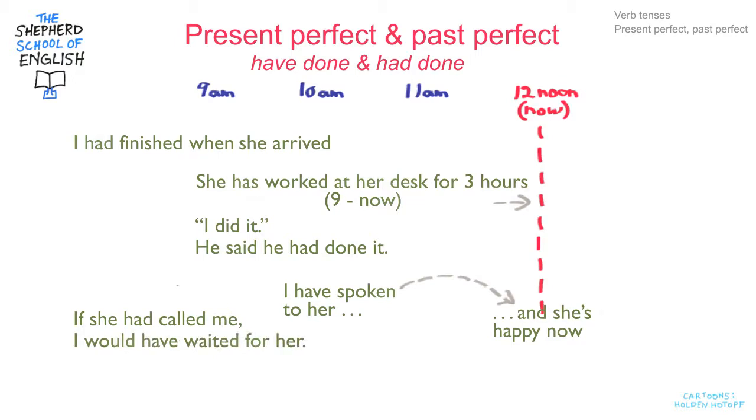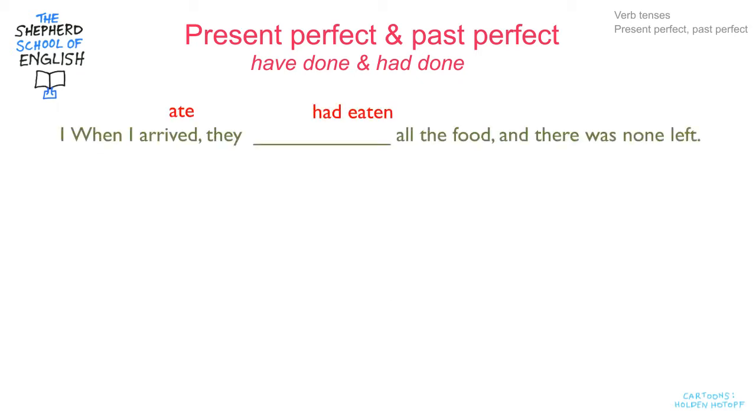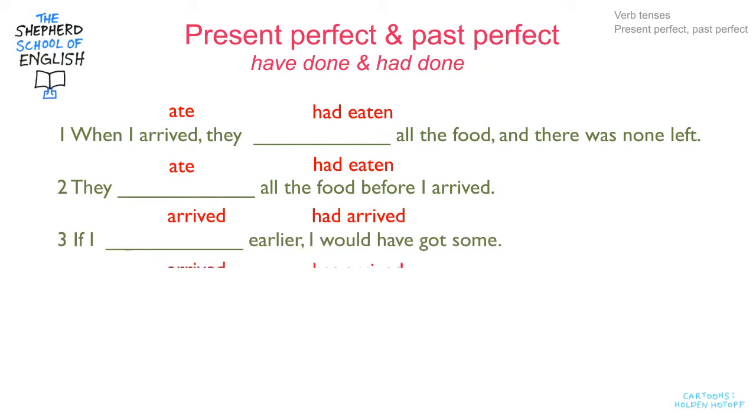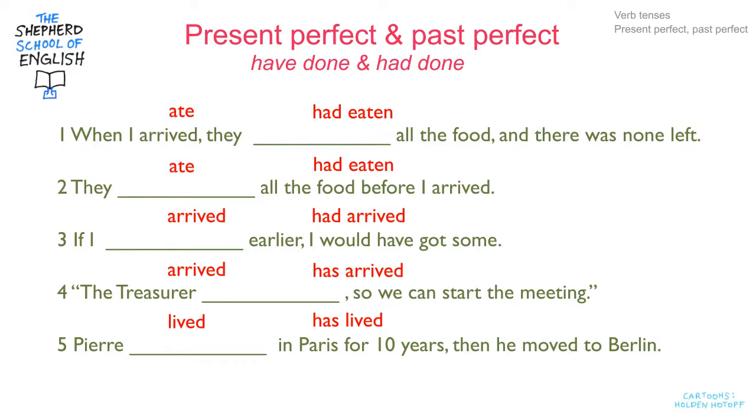Okay, now it's your turn. Here are 5 sentences with gaps. You have to choose one of the verb tenses for each one. Use the past perfect if you have to, but remember Einstein. I'll give you 10 seconds to think about it. You can pause the video if you like.